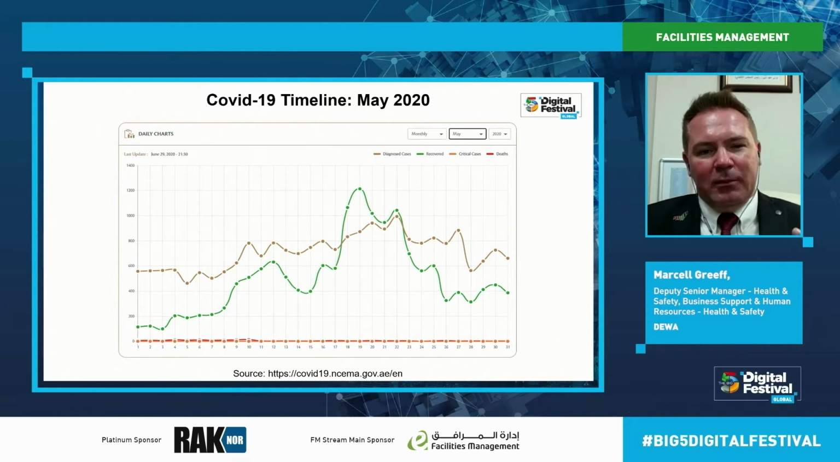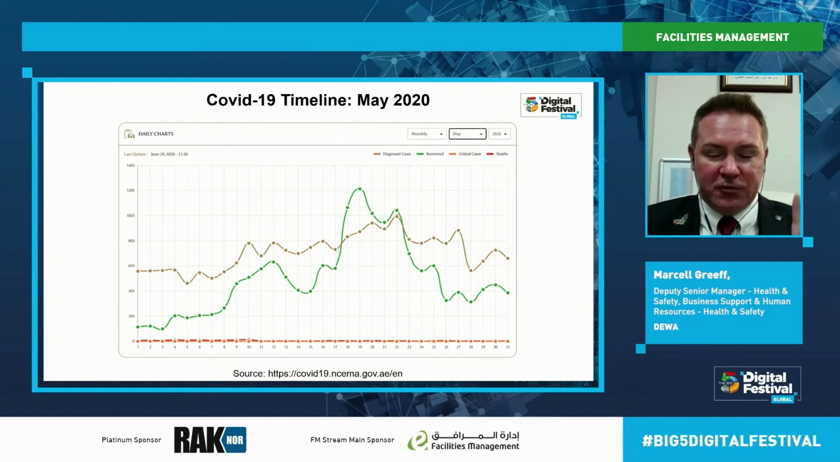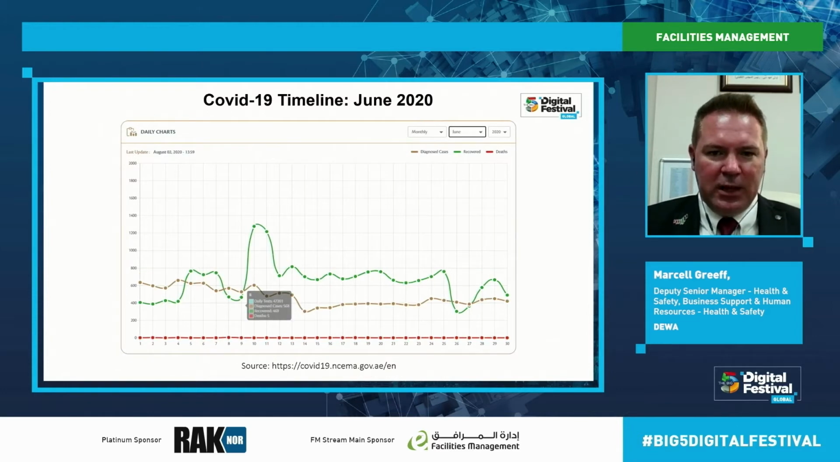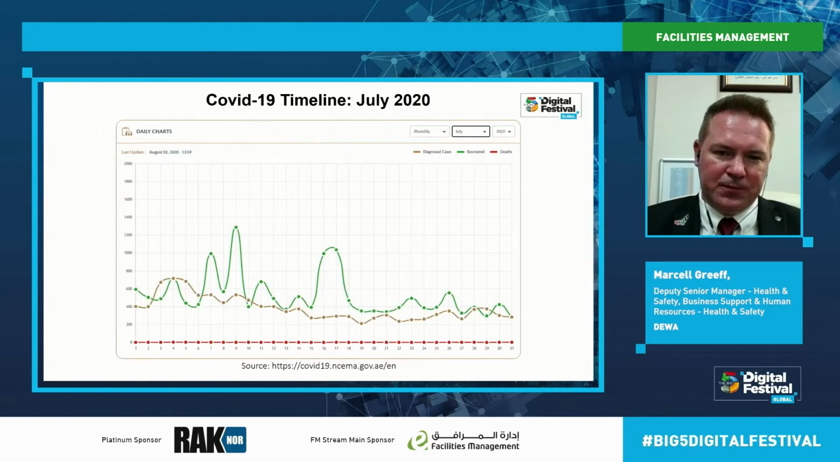Then from a timeline perspective, I'll take you through from May to September. In May, gradually the number of new cases, as you can see on the brown line, increased. Then in June, it gradually decreased, and it was basically flattened for that period, like I said in the timeline I've discussed before.